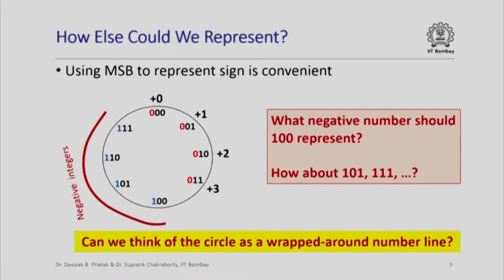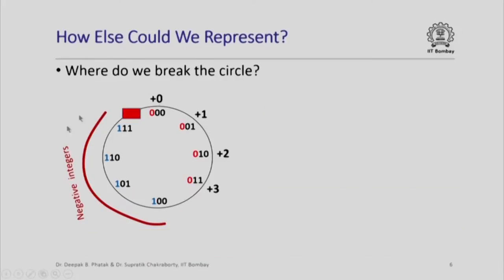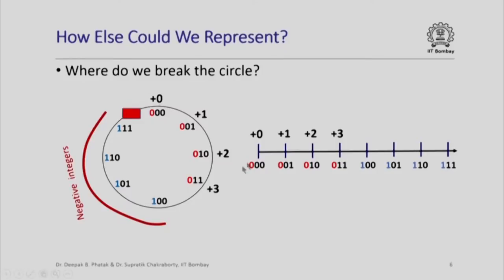So in order to break up a circle into a number line, we have to figure out where to break the circle. Now there are 2 logical points to break where the MSB is changing. So this is one point where I am going from 1 to 0, and this is the other point where I am going from 0 to 1. Now if I broke the circle at this point, then I would get a number line which starts like this, 0, 1, 2, 3, and then there are 4 numbers which, if I assume the MSB to be representing the sign, should be negative numbers. So my number line would now look like this, right? So I have broken the circle here, so I get 0, 1, 2, 3, and then I get these numbers with the blue MSB.